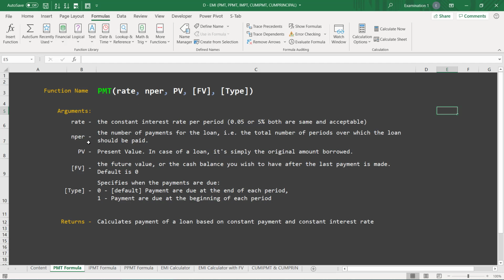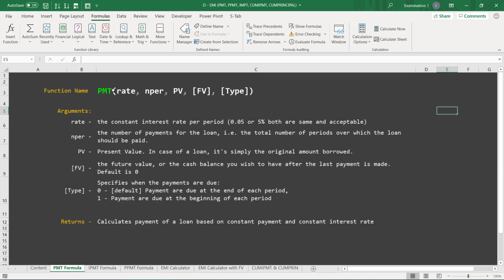NPER is the total number of payments. For example, if you are borrowing money for 2 years and you have to pay 12 installments in a year, then the total number of payments is going to be 12 into 2, which is 24. So NPER will be 24. And if you are borrowing money at an interest rate of 18%, then rate is going to be 18% or 0.18. PV is what you are going to borrow from the bank.